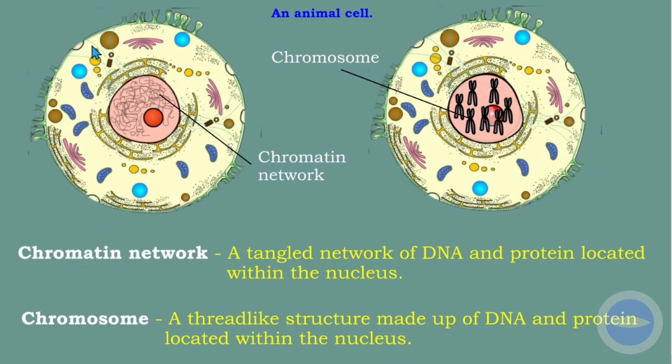As the cell is approaching cell division, the chromatin network becomes more compact, more condensed, and then they look like this one. They are visible when you look at them in a microscope. But the material inside is the same. They have the same material. It's just that this one is more condensed. So this is the difference between a chromatin network and the chromosome.